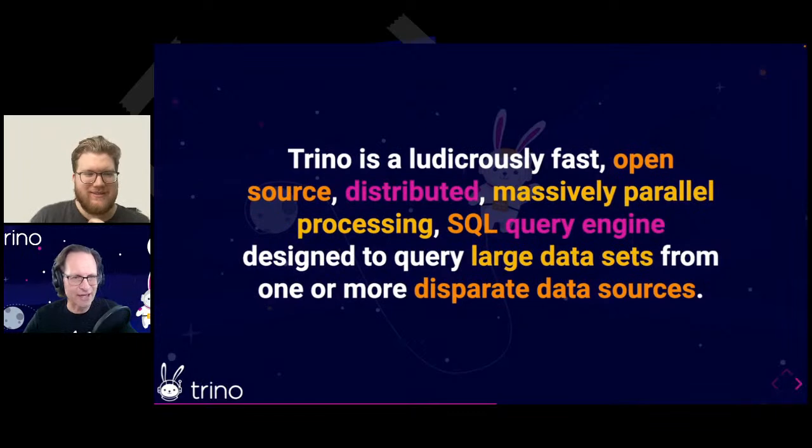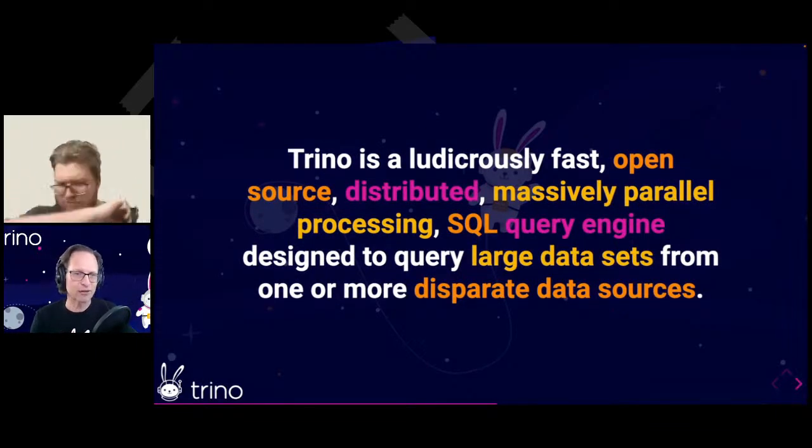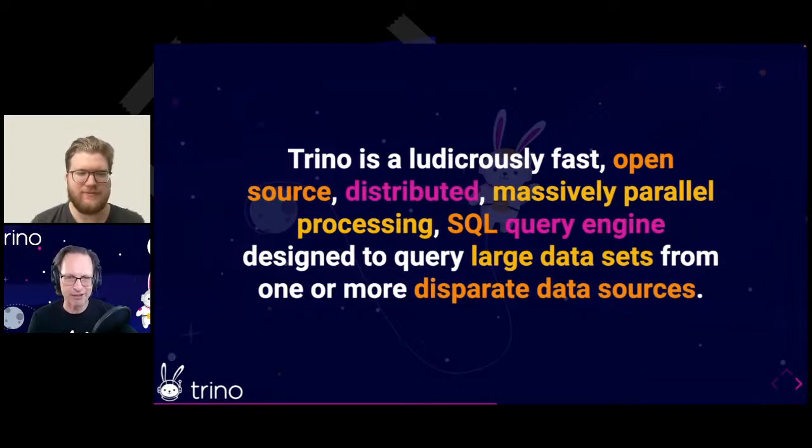So in summary, we can now say Trino is a ludicrously fast, open source, distributed, massively parallel processing SQL query engine designed to query large data sets from one or more disparate data sources. And now you know what that even means. Our highlighted word soup has been explained. These terms all make sense to you, and you know what Trino does. You layer it on top of data, you run queries in SQL, and they go fast. Simple as that.